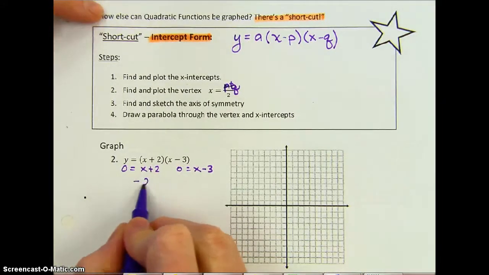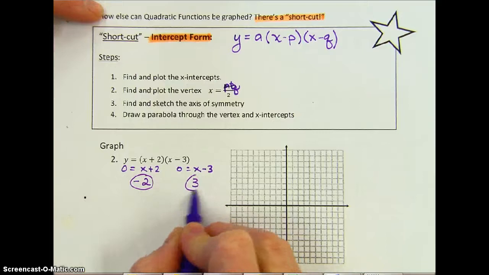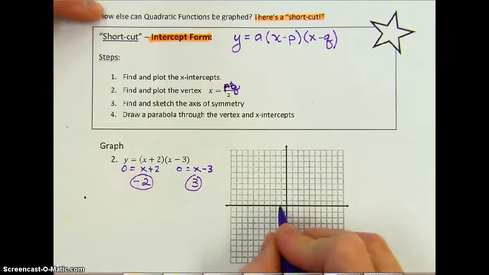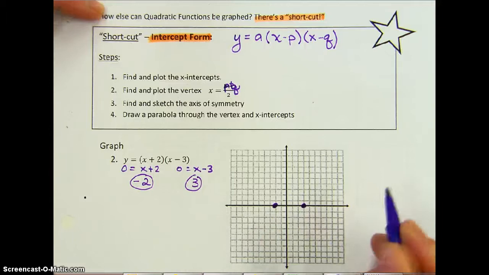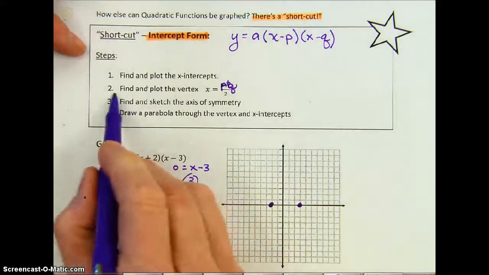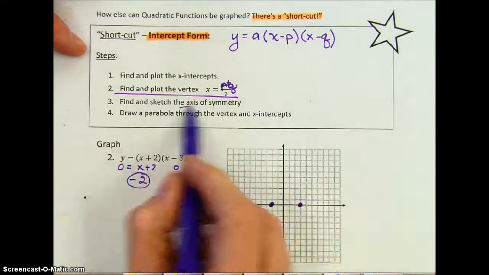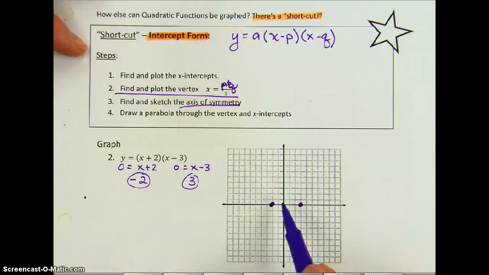So this intercept is -2, this intercept is 3. Find and plot them, -2 and 3. And here comes the easy part. Find and plot the vertex and the axis of symmetry. Well, look at our intercepts. By the nature of a parabola, we know the axis of symmetry has to be in the middle.